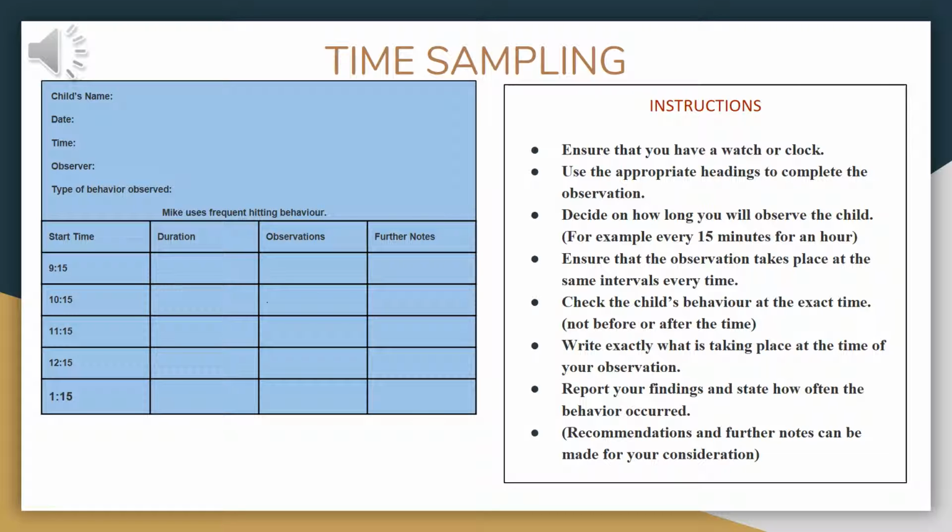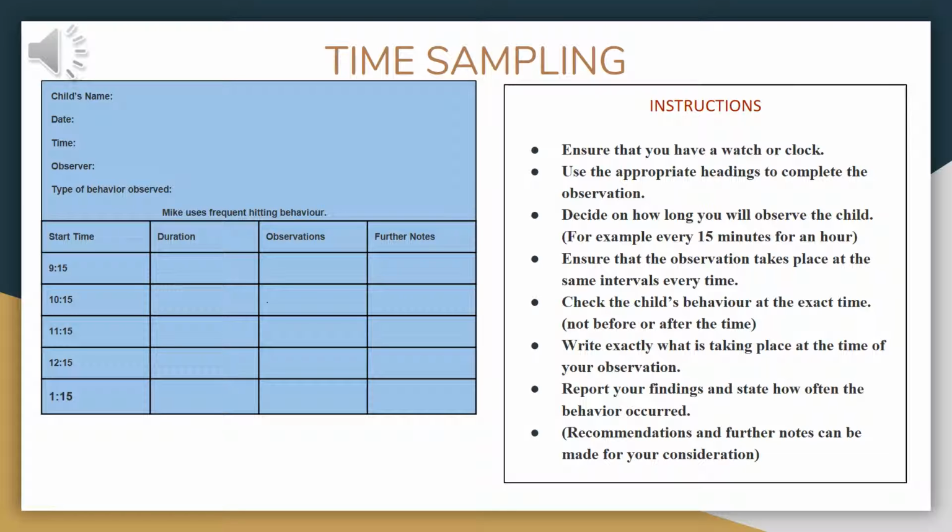To begin time sampling, ensure that you have a watch or a clock nearby. The form has the appropriate headings. Use the appropriate headings to complete the observation: the child's name, the date, the time, the observer, the type of behavior being observed. Time sampling is used particularly to record the frequency of a particular behavior.